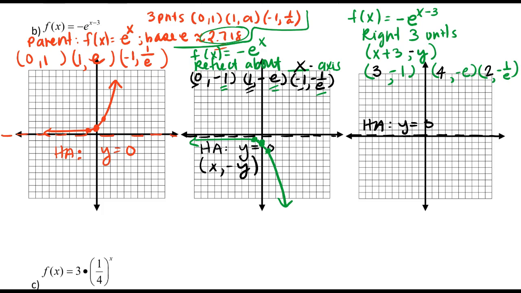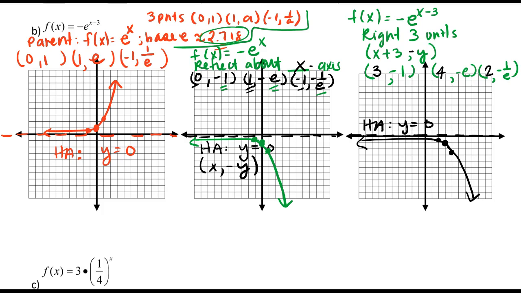Okay, so here are the dots. 1, 2, 3, negative 1. 4, negative e, which is about negative 2.7, so it should be right there. 2, negative 1 over e, which is in between 0 and negative 1. Okay, see that right there? That looks great, isn't it?